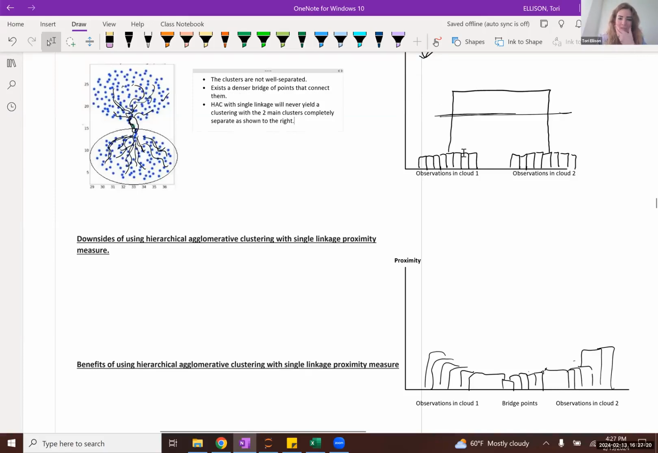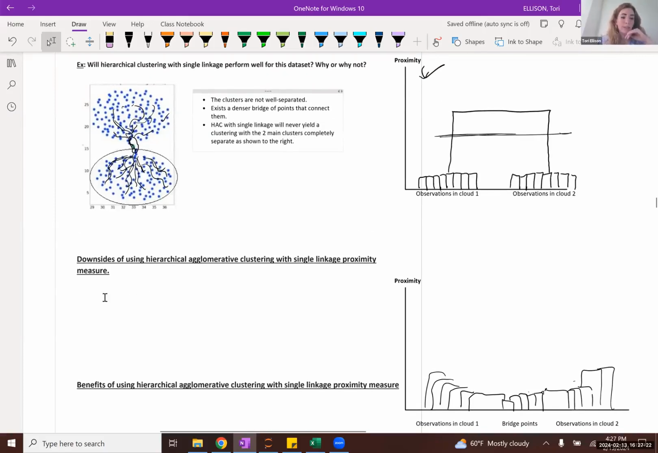Okay, so this illustrates one of the downsides of using single linkage hierarchical agglomerative clustering, in that it tends to be not as effective at identifying larger, what we might call main clusters, that exist that are not well separated.